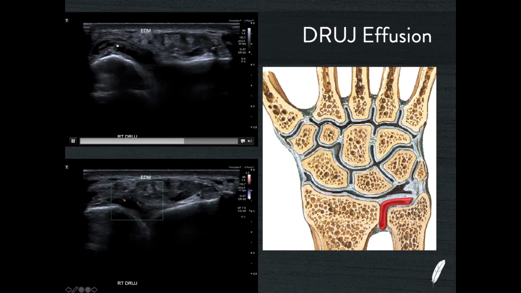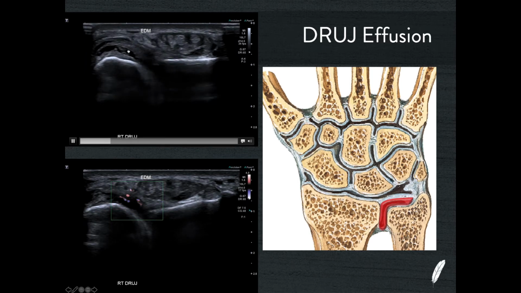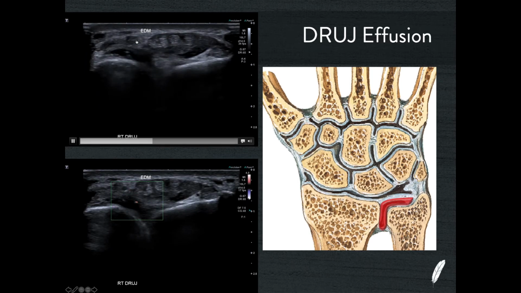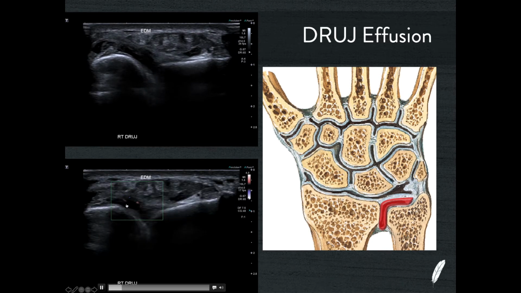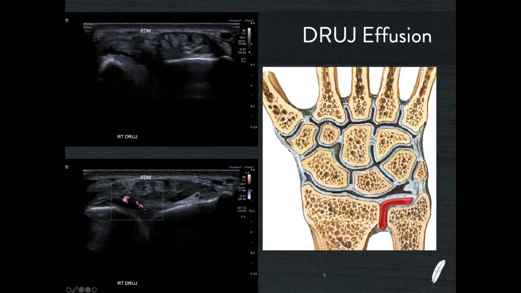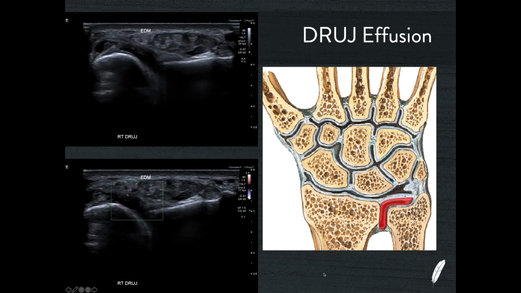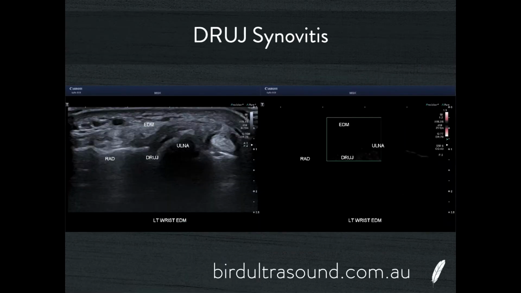And you can see in this case, it is grossly synovitic, and in fact there's an effusion as well. So what I look for is displacement of extensor digiti minimi away from the ulna. And then I put the colour Doppler in this space, and you can see this is synovitis. And this is how I find distal radioulnar joint synovitic cases.